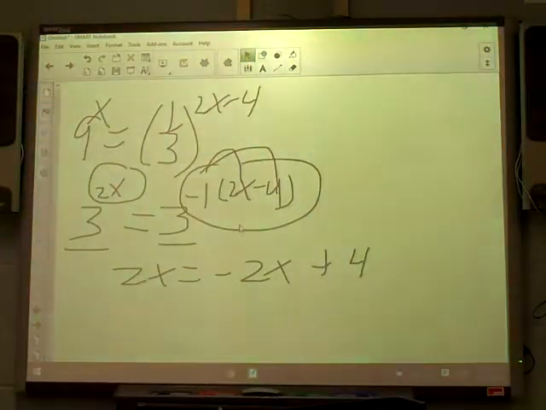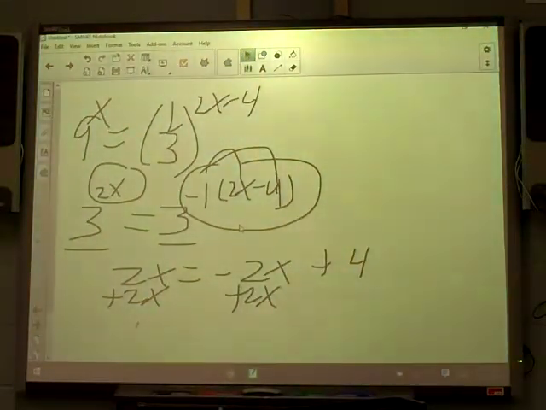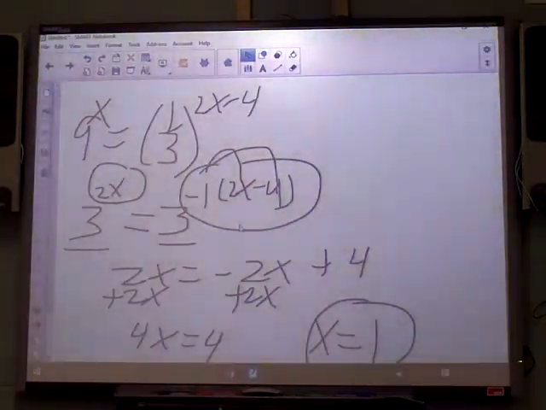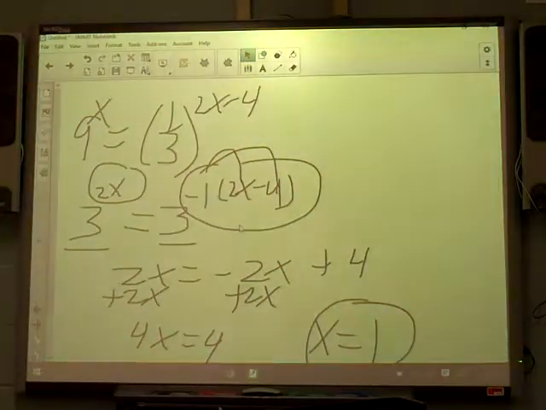I added 2x to both sides. Well, what else would you do? It's 4x. So you got 4x equals 4. Then divide by 4. You got x is 1. I didn't bring down the... Okay, I missed it.